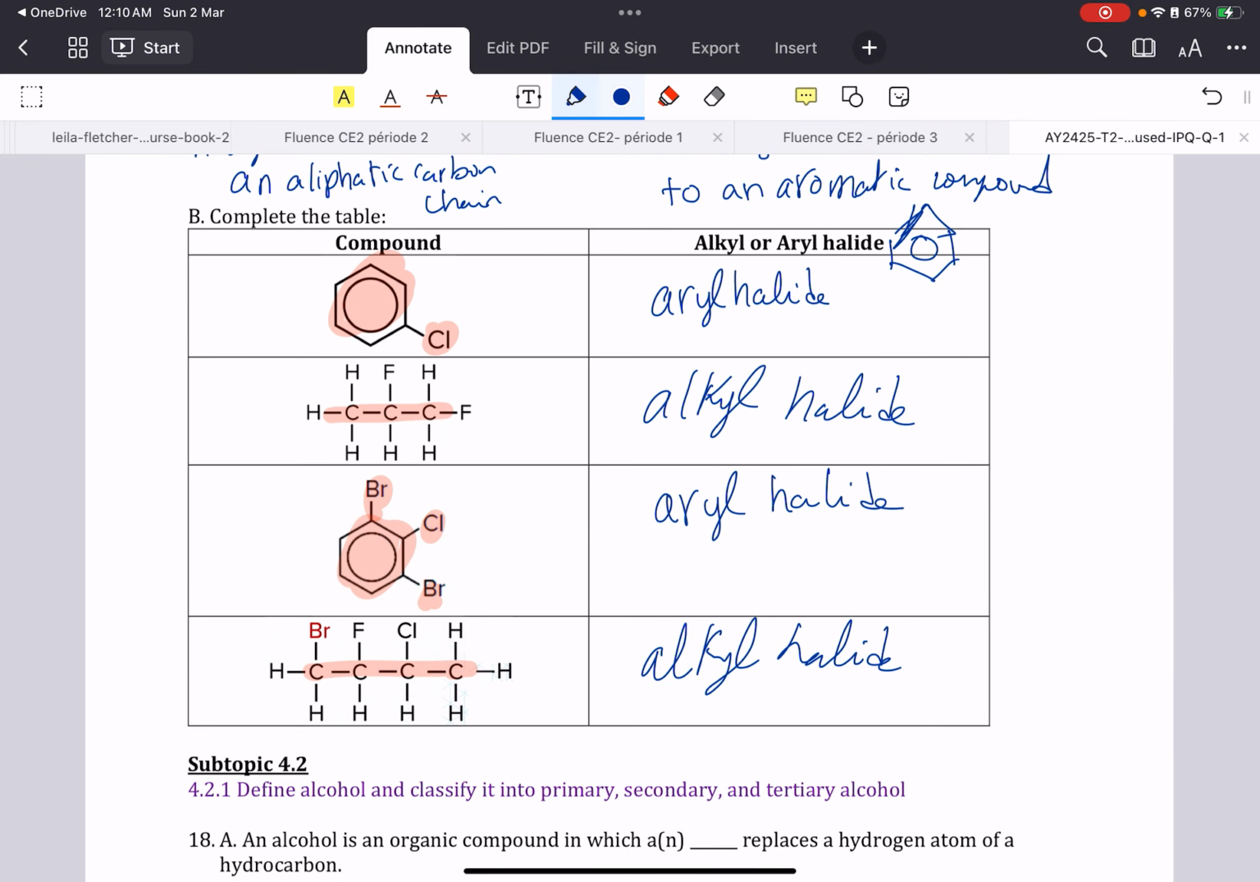So be careful whenever you have a normal carbon chain with an element of group 17, like F or Br or Cl or I, just one, no need to have more, it will be an alkyl halide. If there is a benzene ring, it will be an aryl halide.